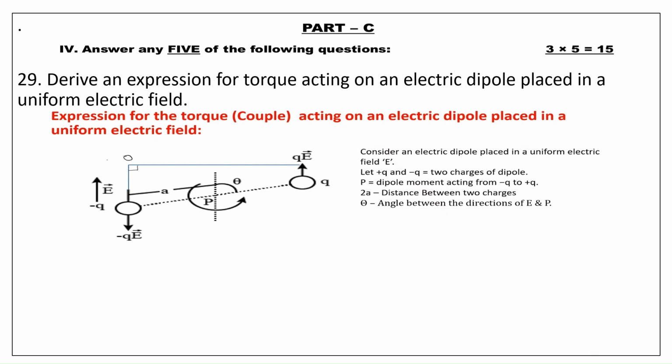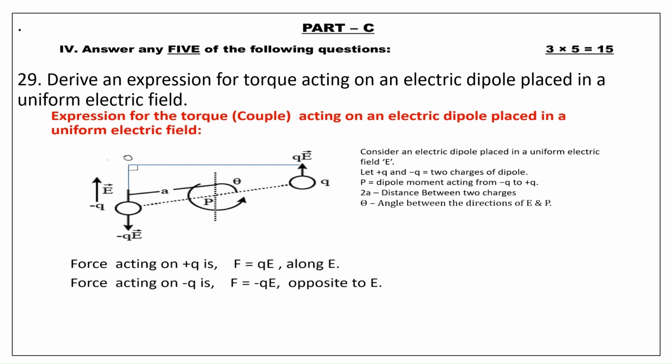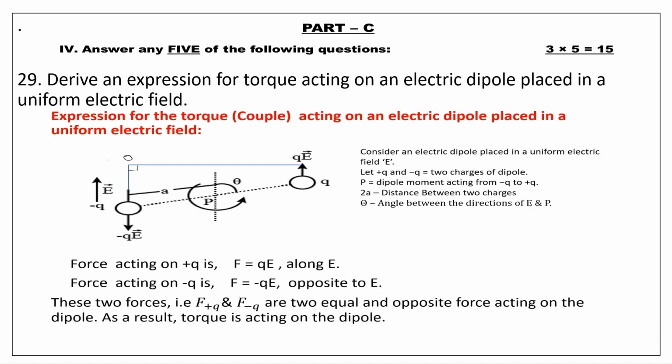Let plus Q and minus Q be the two charges of the dipole. P is the dipole moment acting from minus Q to plus Q. 2A is the distance between the two charges. Theta is the angle between the directions of E and P. Therefore, the force acting on plus Q is F equal to QE along E, and the force acting on minus Q is F equal to minus QE, opposite to E.